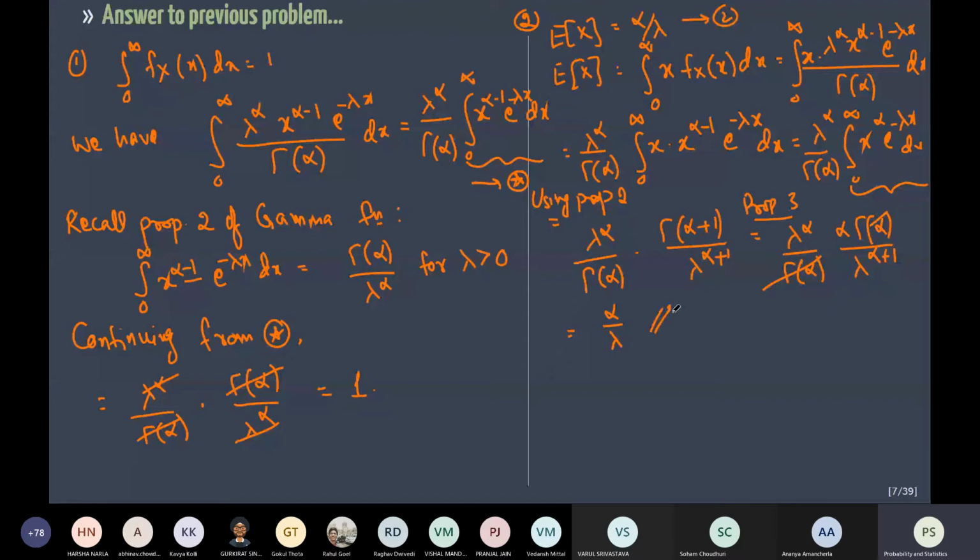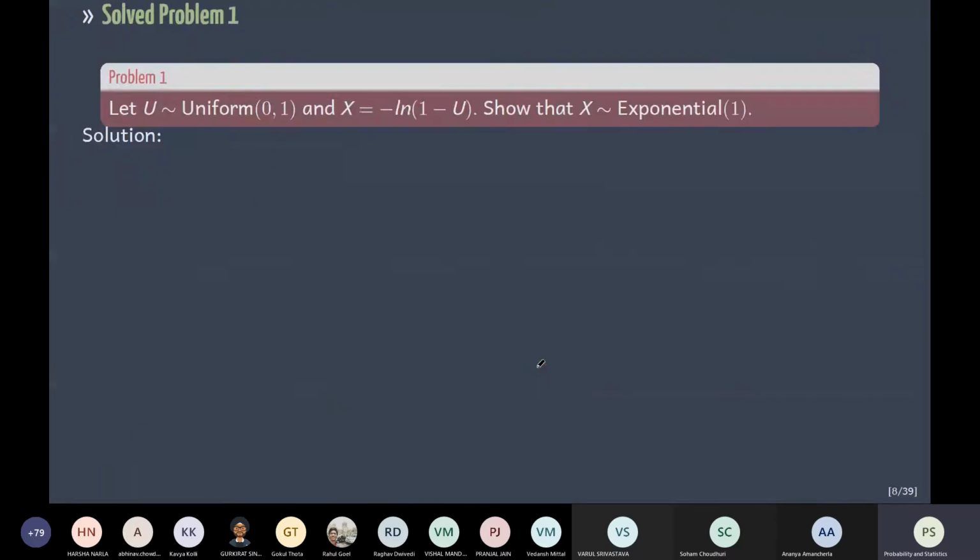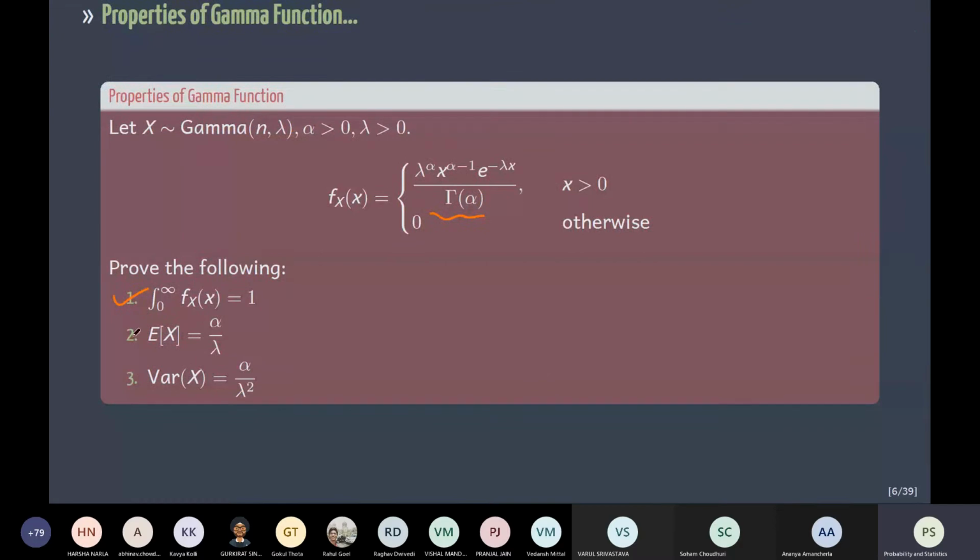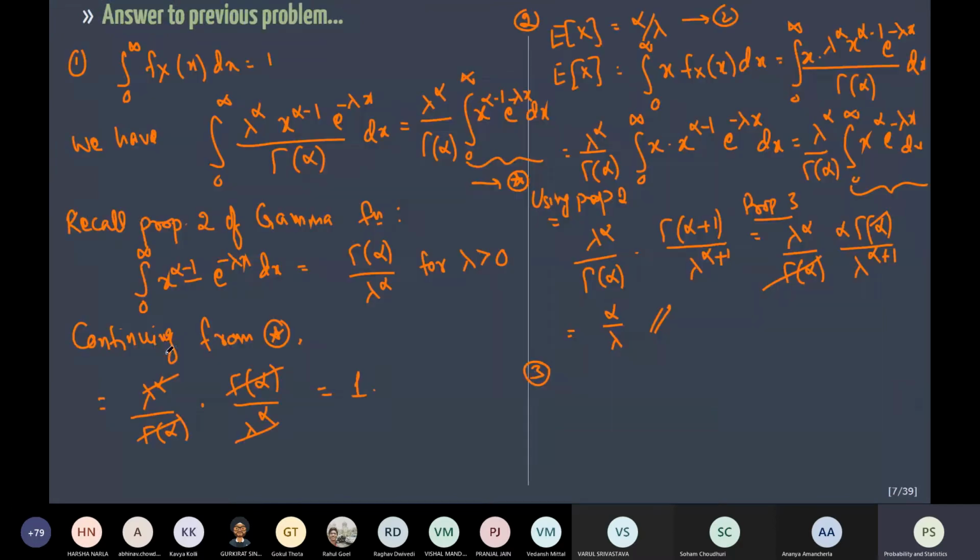Okay, so that's done, and the third property that we need is that the variance of x is alpha by lambda square. So for the variance of x, what we additionally need is the expectation of x square. If we continue like before, this is the integral of x square f_X(x) dx from 0 to infinity, which is x square lambda to the alpha by gamma alpha, x to the alpha minus 1 e to the minus lambda x dx.